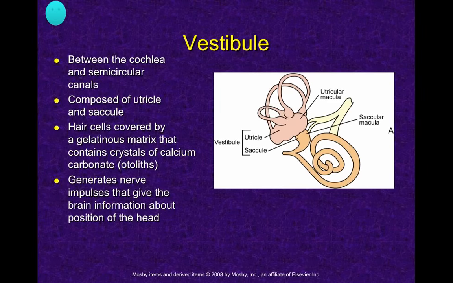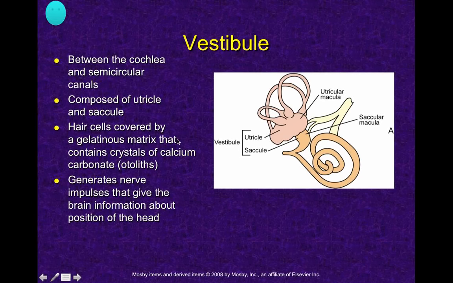This is the vestibule. So the vestibule is between the cochlea and the semicircular canals. It's composed of the utricle and saccule. Hair cells covered by a gelatinous matrix that contain crystals of calcium carbonate, also called otoliths, generate the nerve impulses that give the brain information about the position of the head. Okay, that's truly the main thing, is to know where it is, to be able to label this picture, and to note that the vestibule generates nerve impulses that give the brain information about the position of the head. It occurs in the inner ear.